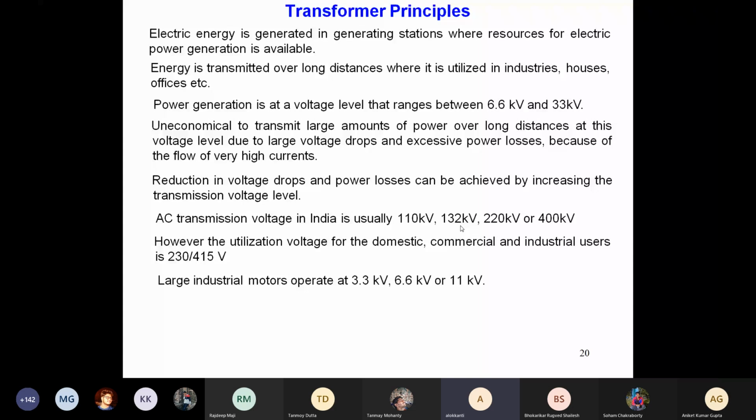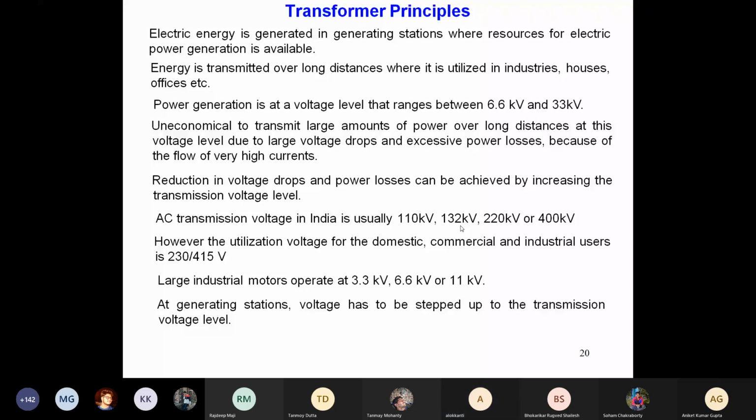At the generating stations, this voltage has to be stepped up to the transmission voltage level. These diagrams I showed earlier, when we discussed the general power system. The generation voltage, which is at 6.6 kV or say 10 kV or 15 kV, has to be stepped up to the transmission voltage level, which is 110 kV, 132 kV, and so on. Then at the consumer end, the transmission voltage has to be stepped down so as to be suitable for utilization.